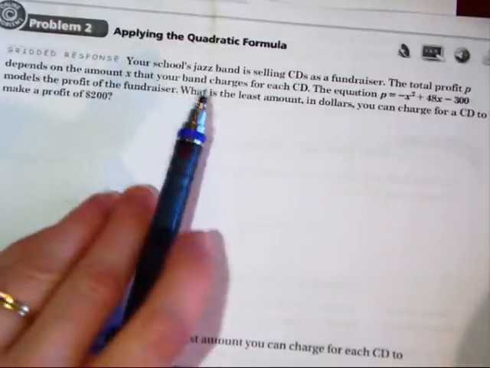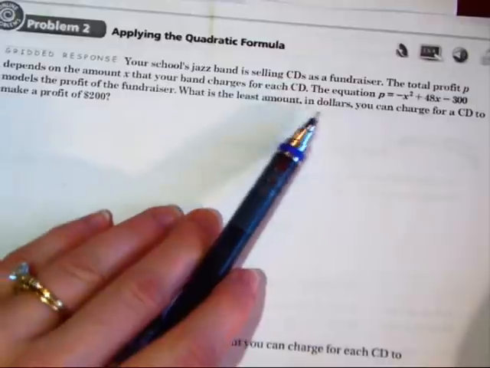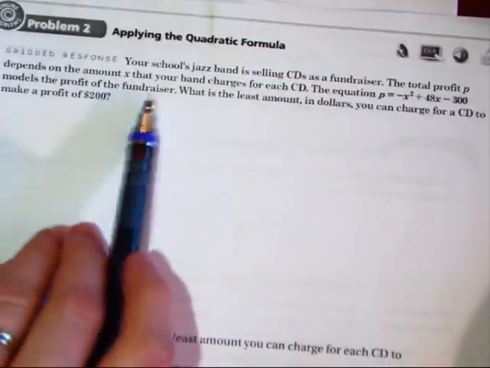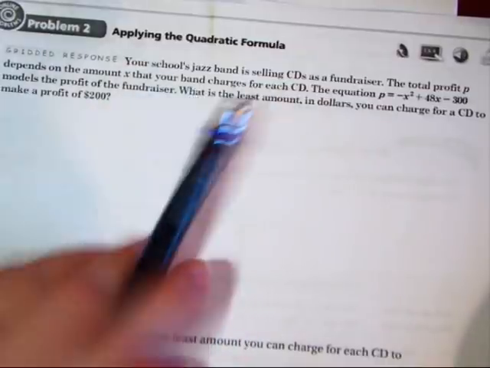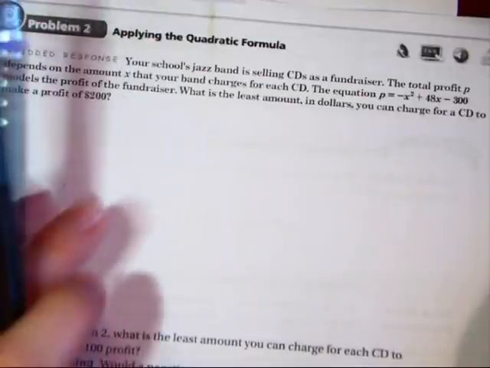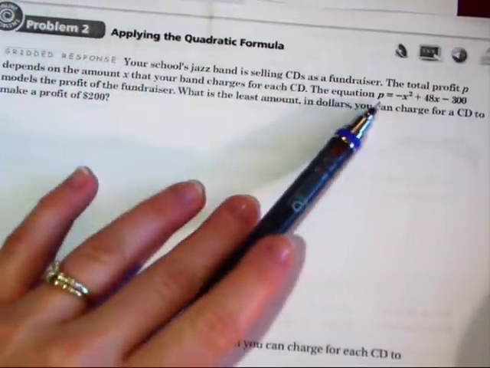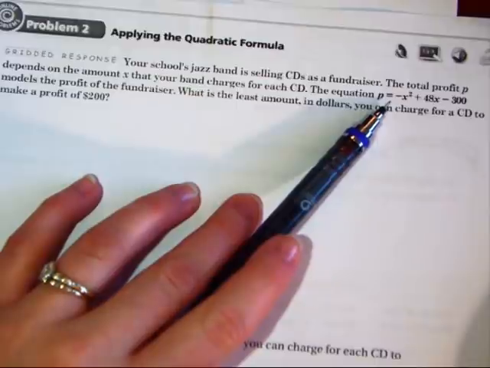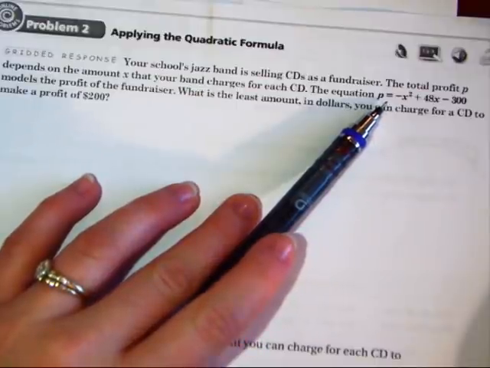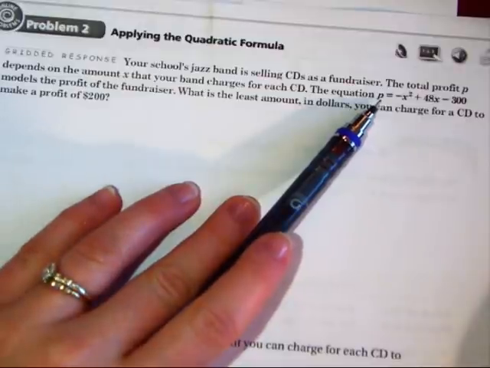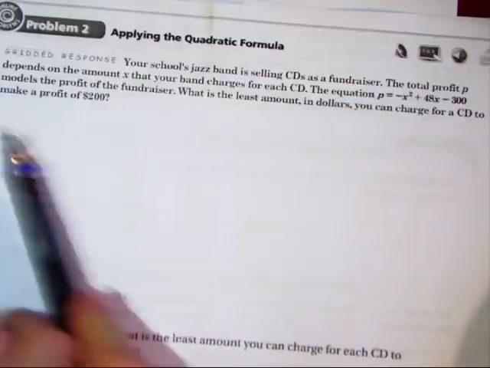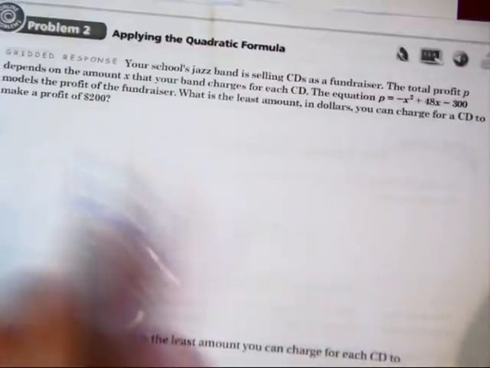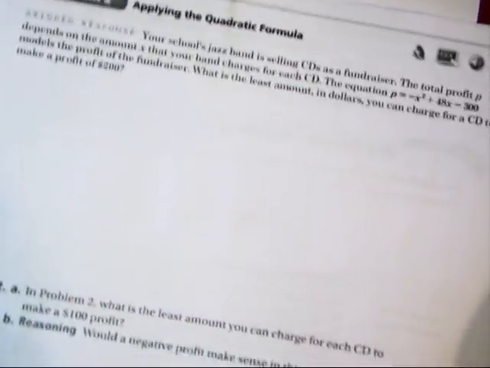So your school jazz band is selling CDs for a fundraiser. The total profit depends on the amount that your band charges. That makes sense. You know, the more you charge, probably people aren't going to buy them. This is the equation. Profit equals negative x squared plus 48x minus 300. X is how much you charge, P is the profit that you will get, and what is the least amount in dollars you can charge for a CD to make a profit of 200?